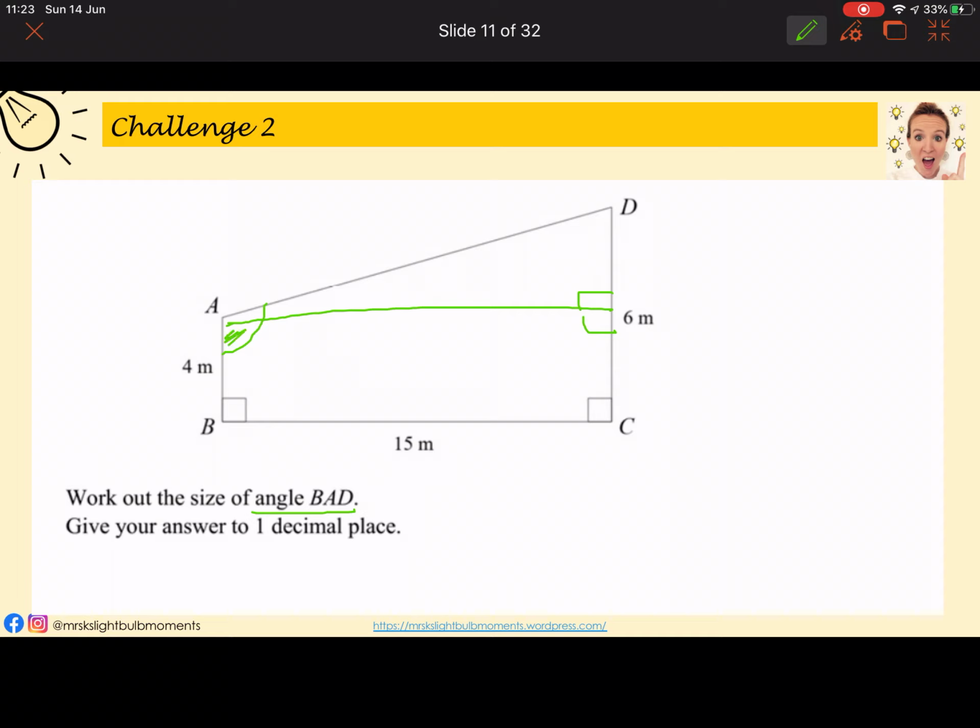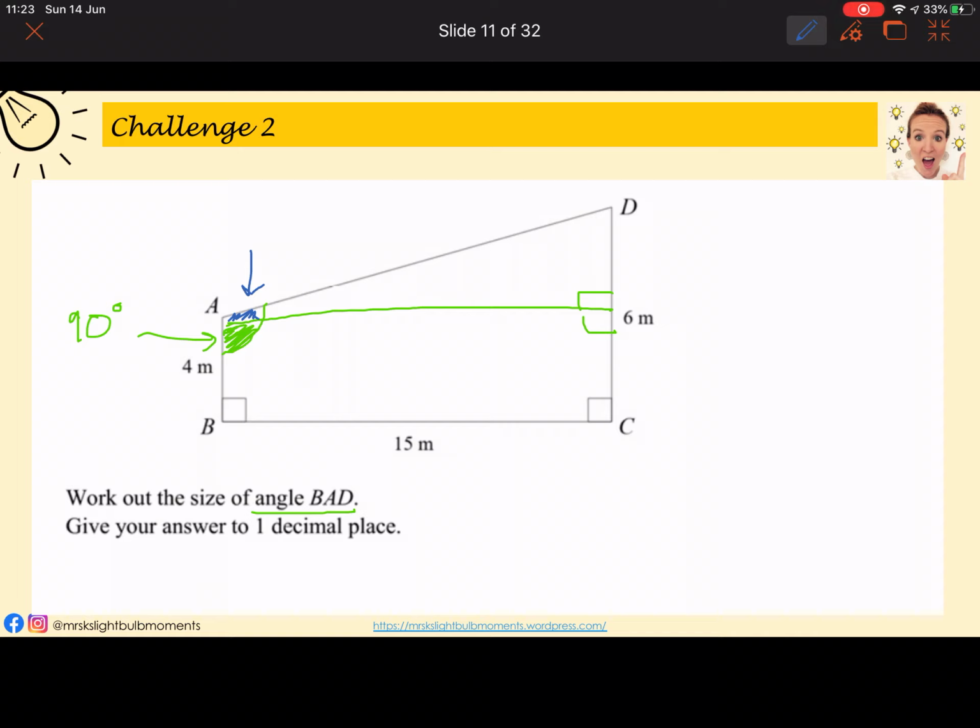I know that this angle at the bottom here is going to be 90 degrees because I've just made it into my rectangle there. I've drawn that line at 90 degrees, perpendicular to the side AB. So now all we've got to do is find that top angle, this bit here. So we've got a right angle triangle.